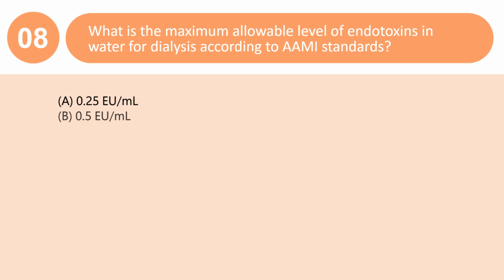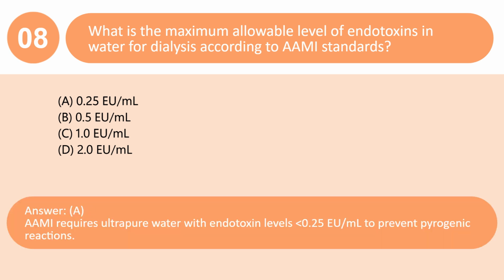What is the maximum allowable level of endotoxins in water for dialysis according to AAMI standards? A. 0.25 EU/ml. B. 0.5 EU/ml. C. 1.0 EU/ml. D. 2.0 EU/ml. Answer A. AAMI requires ultrapure water with endotoxin levels less than 0.25 EU/ml to prevent pyrogenic reactions.